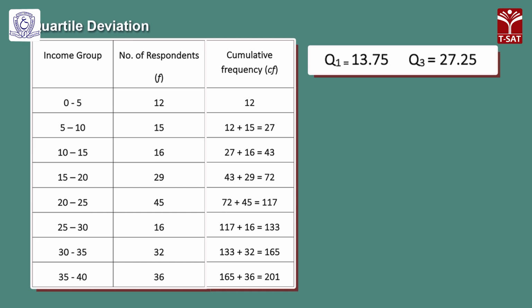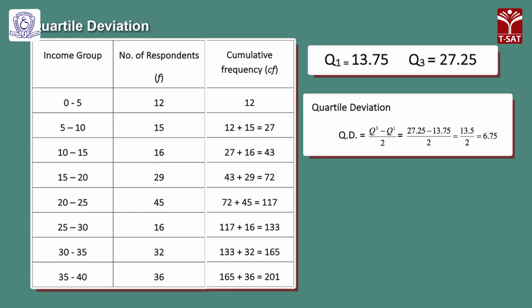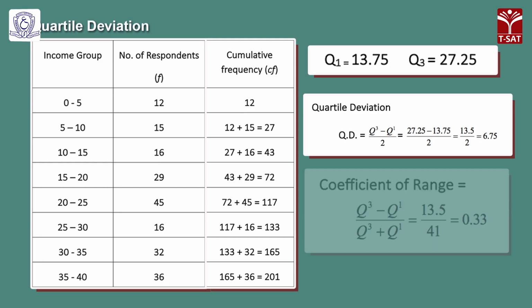Now our duty is to calculate quartile deviation. The formula to calculate quartile deviation is QD is equal to (Q3 minus Q1) divided by 2. QD is equal to (27.25 minus 13.75) divided by 2, which is equal to 13.5 divided by 2, which is equal to 6.75. The quartile deviation is 6.75.